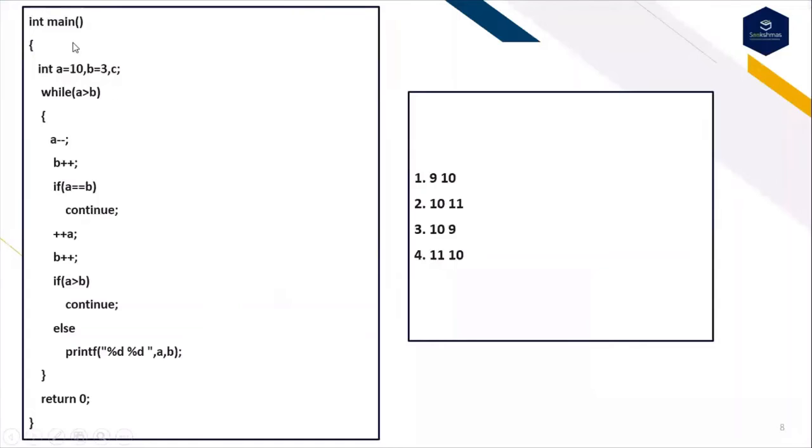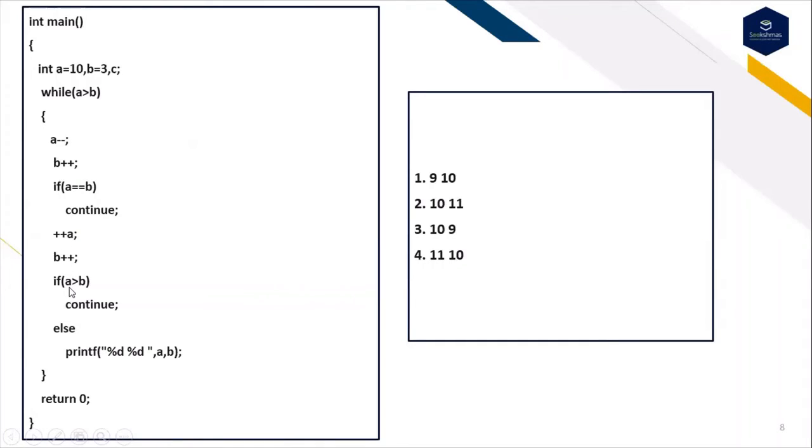This is the next question. int main, execution of the program begins from main, and int a is equal to 10 and b is equal to 3 and c. And there's a while condition. If a greater than b, then it will perform the sum of the operations. This is a post decrement and a post increment. Again, we are going to check the condition. We are using the continue keyword. And here also increment, here is also increment.